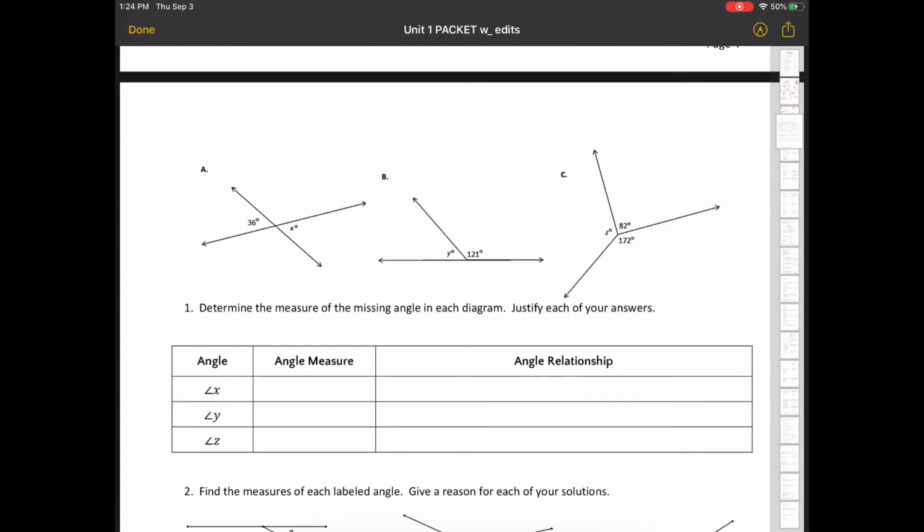So in the first image here, this problem A, it says this angle is 36 degrees. Now we have to find the measure of angle X. So what kind of situation do we have here? Well, this is a vertical angle picture here. And what do we know? We know that vertical angles are congruent. So that means that angle is also 36 degrees.